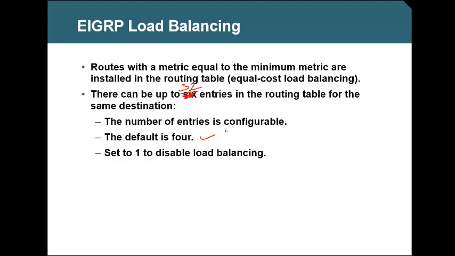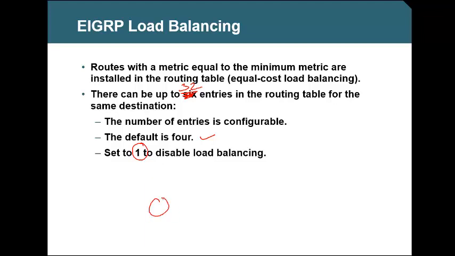But if you want to disable it, means I do not want load balancing, then what I should do? I should set the max path to 1, which means I do not want to do load balancing.